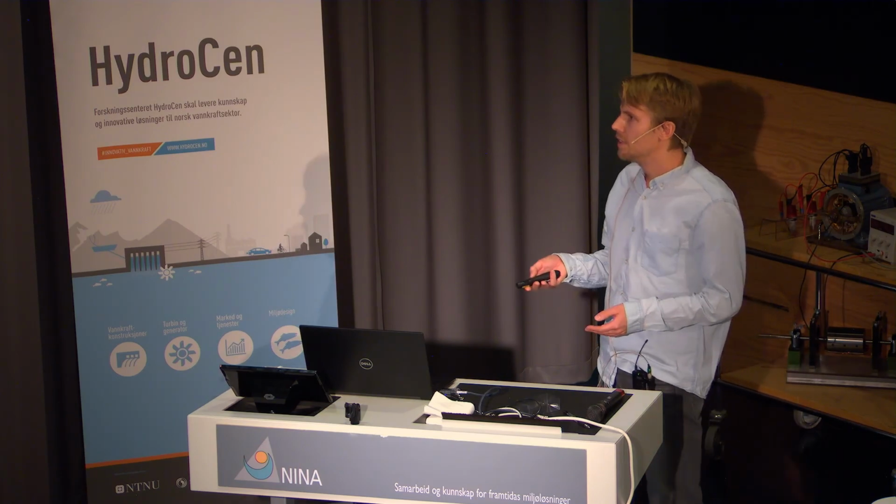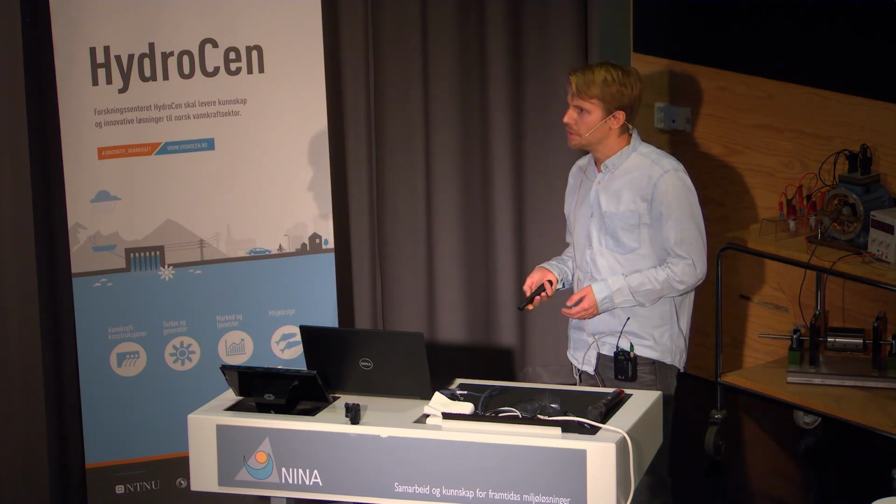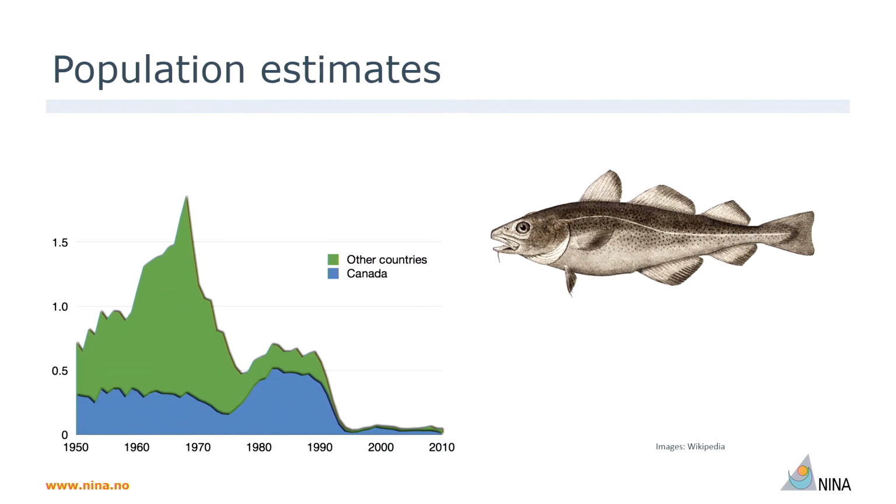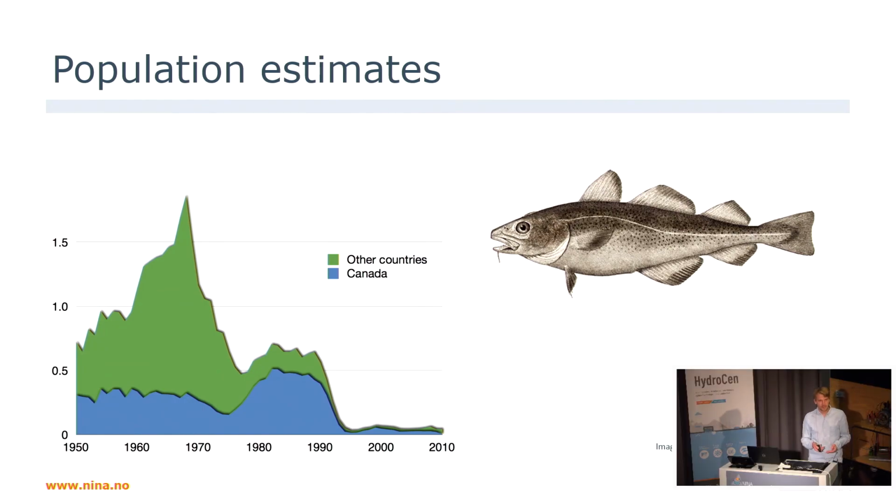So knowing how many individuals there are of a species or of a population is one of the most basic things to know in monitoring programs or in conservation programs. Like in this famous example where a cod population really drastically crashed, it's obviously important to know how many individuals there are.